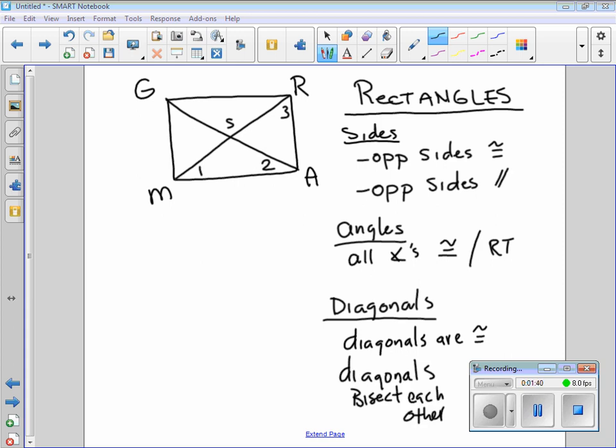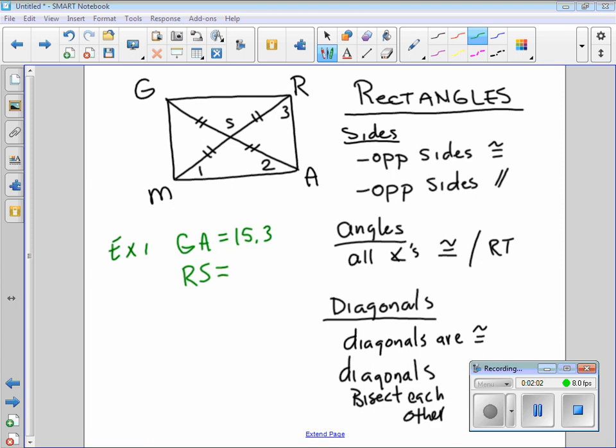Since they bisect each other, we know that these two pieces are congruent to each other, and these two are congruent to each other. Now, since it's a rectangle, and we know the entire diagonals are the same length, then we find out that, in fact, the little pieces are all congruent to each other. Okay, let's look at some questions about this. So there's the first question.